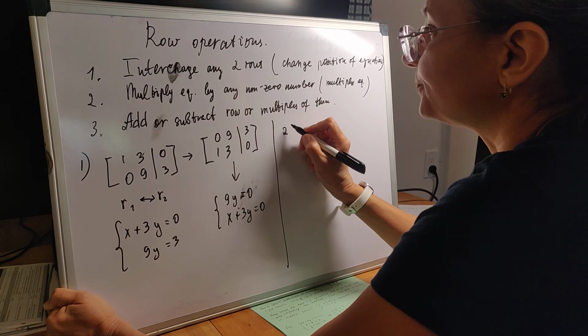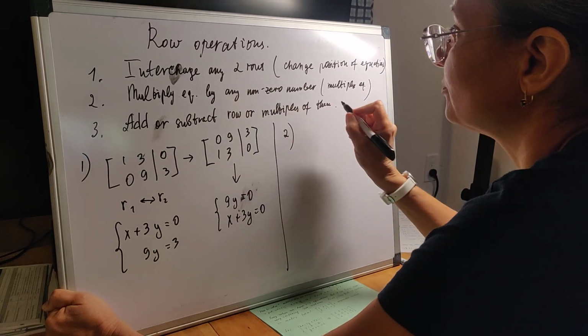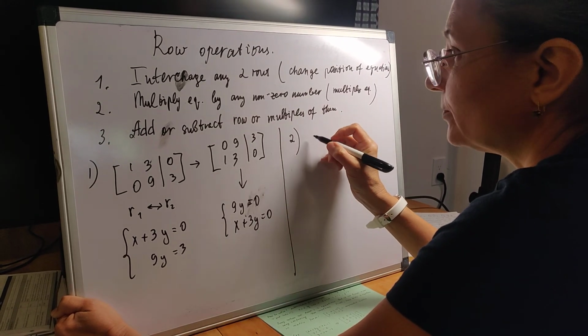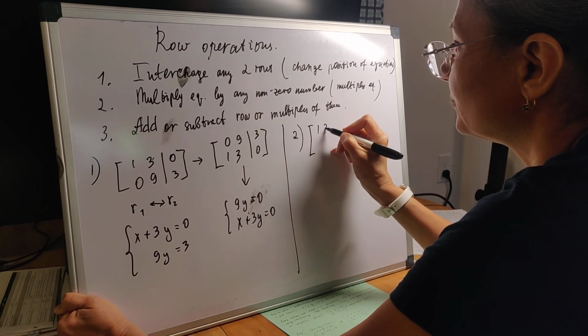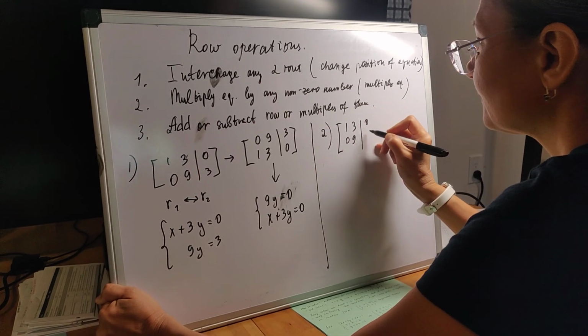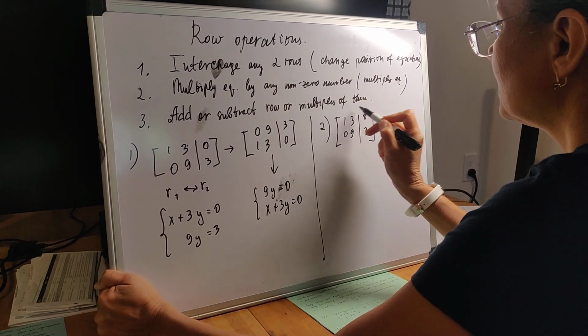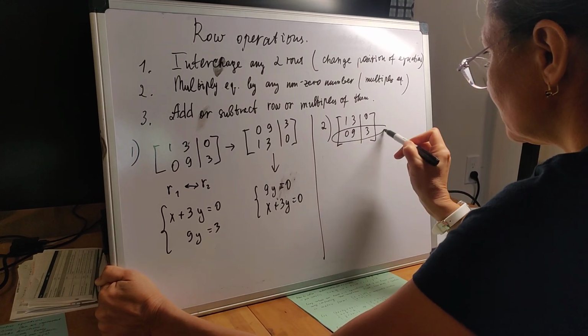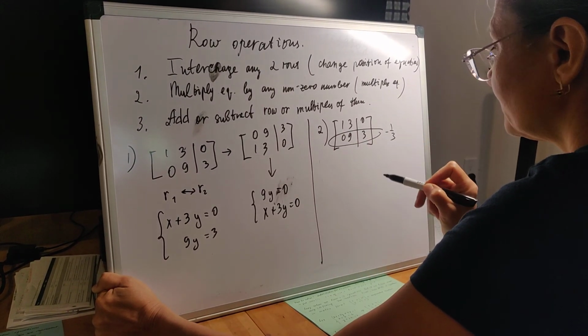Number 2, multiply an equation by a non-zero number, or multiply a row by a non-zero number. Well, I'm going to again return back to my original matrix, and for example, multiply the second row, this one, by negative 1 over 3.